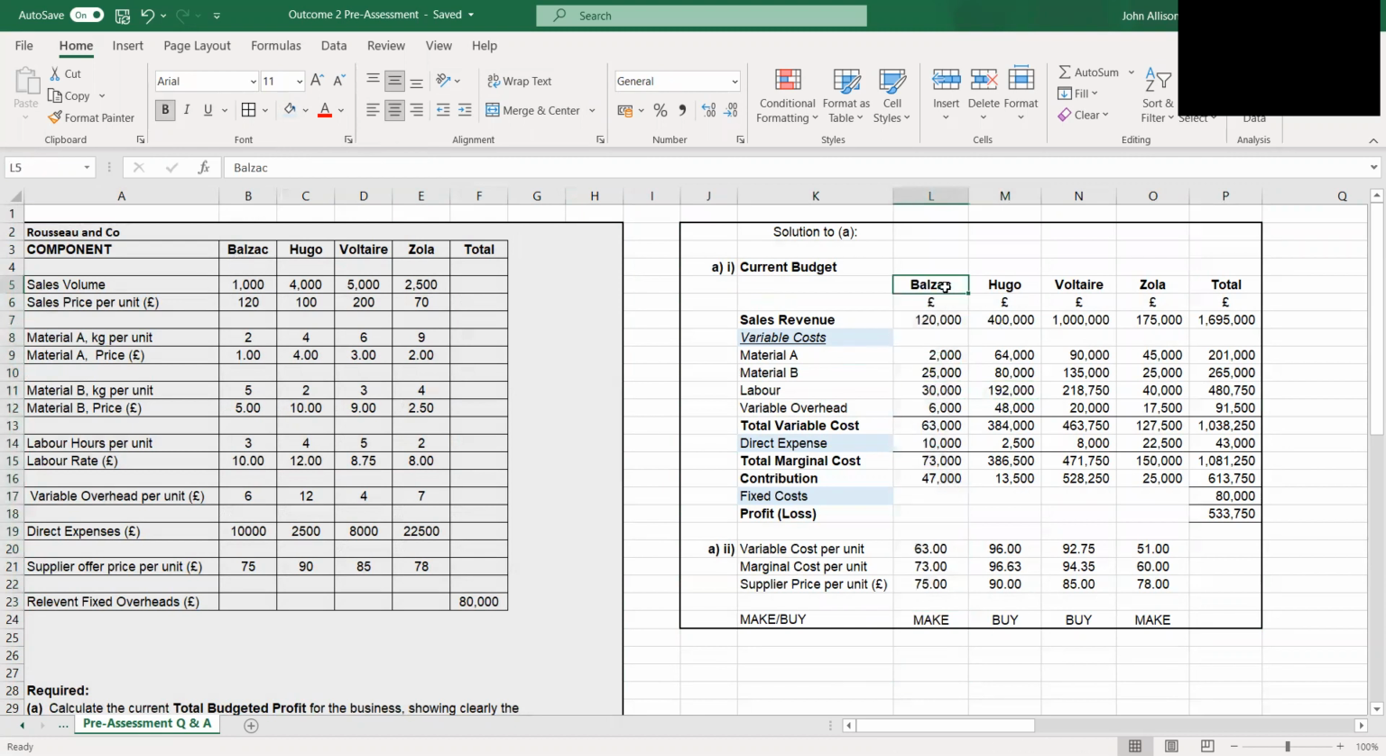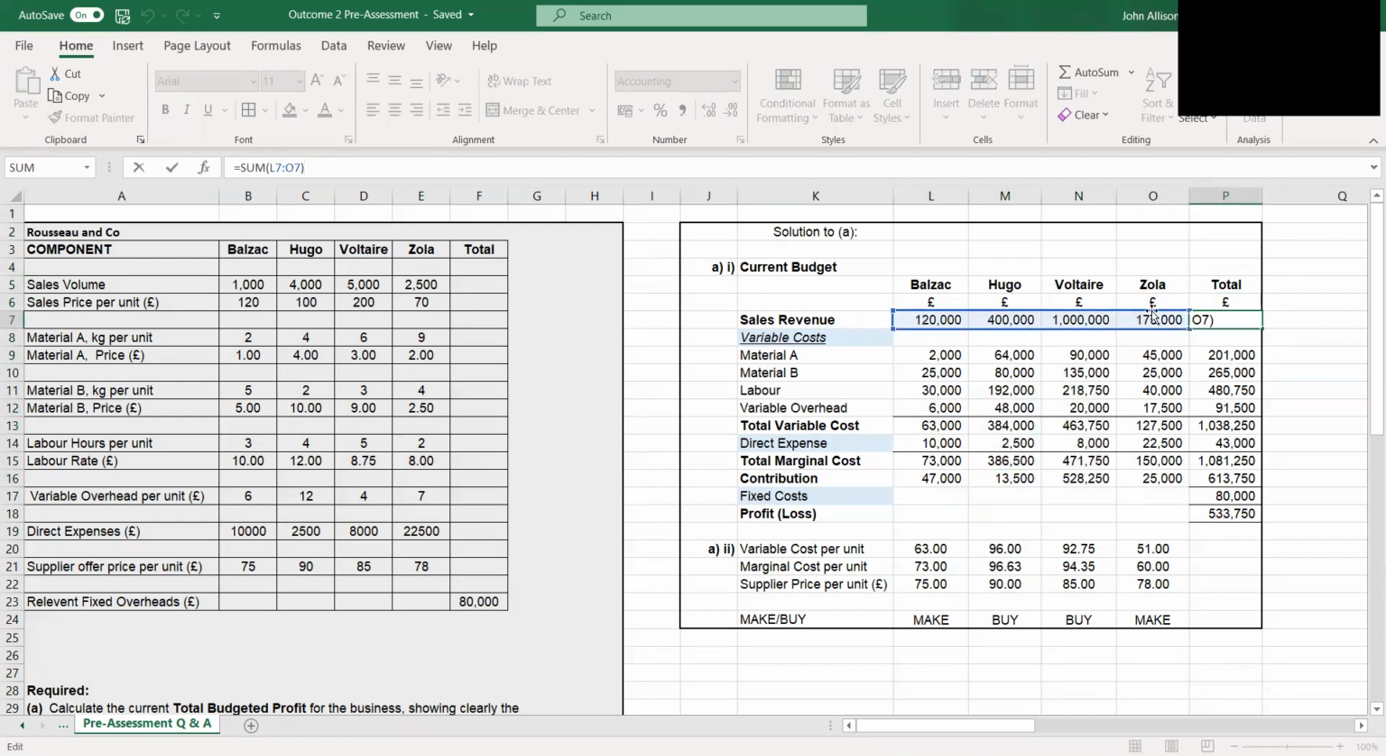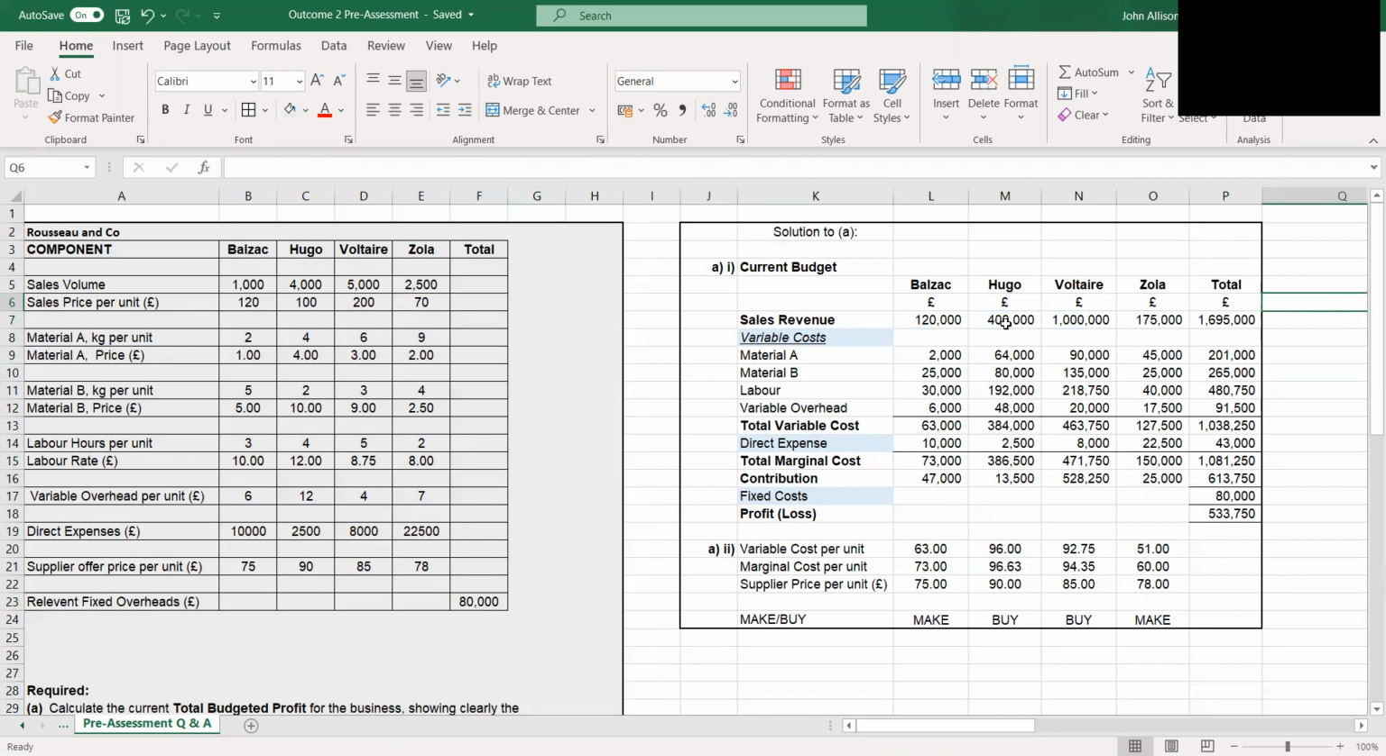So the first one is look at each of the 4 components. So Balzac, Hugo, Voltaire, and Zola. We've got these 4 components. First thing we'll do is work out the sales revenue for each of them. We also have another column here for the total. So we've got 4 columns, one for each component, then a final column, which is the total, which basically just adds up the total value to the company for each of these 4 components. So first one is to calculate sales revenue.